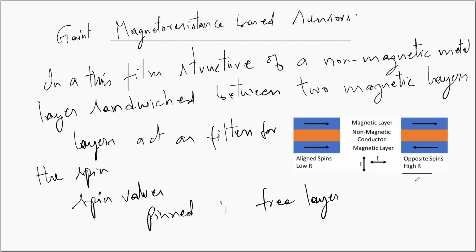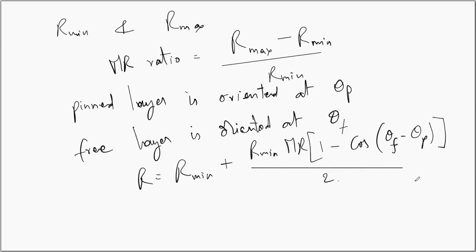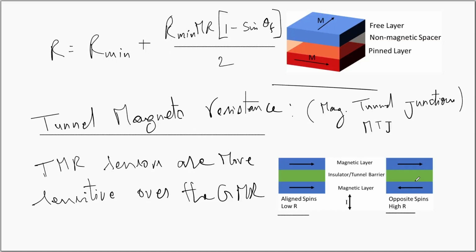We have seen the giant magnetoresistance based sensors. The GMR is a thin film structure of a non-magnetic metal layer sandwiched between two magnetic layers. These layers act as filters for the spin. So one can think of spin valves. MR ratio is defined as R maximum minus R minimum by R minimum. We have discussed the tunnel magnetoresistance. We have said that TMR sensors are more sensitive than the GMR sensors. Further, the TMR sensors consume less power and they are prone to more noise. Thank you.